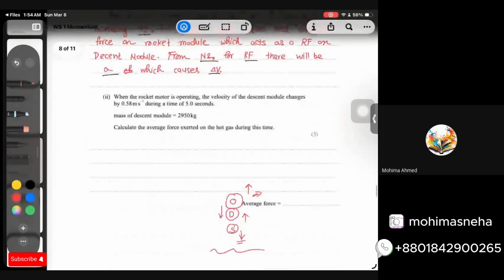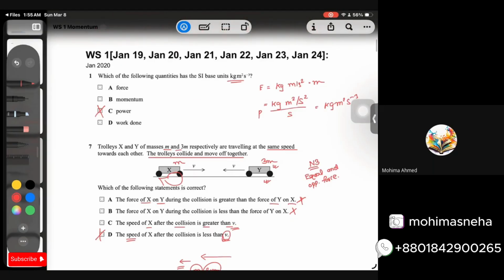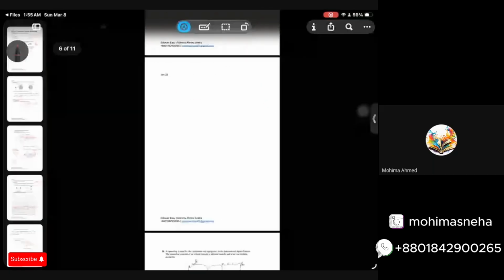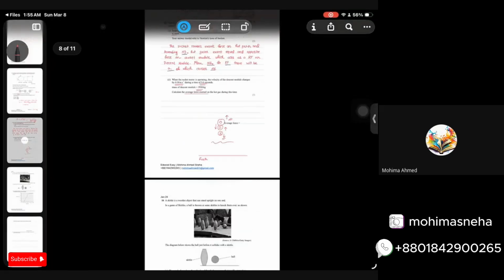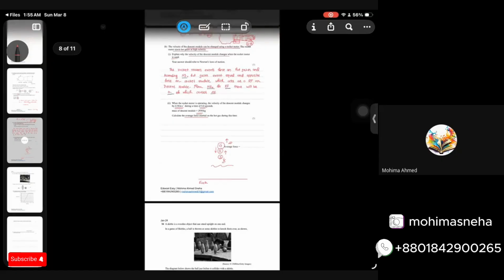Right. After this, they're asking: when the rocket motor is operating and the velocity of the descent module changes by this much over a time of this many seconds, and the mass was given, we need to calculate the average force. Can you do this as a classwork right now? Sorry, 1 minute. This was the question.